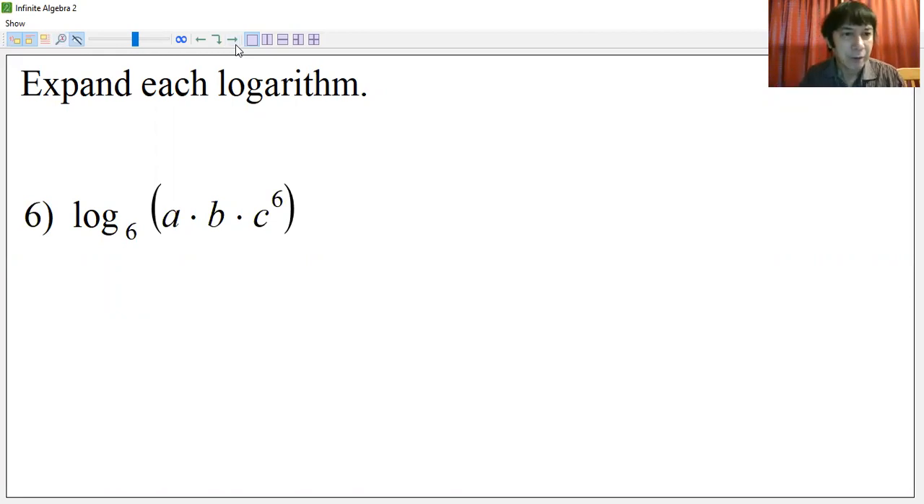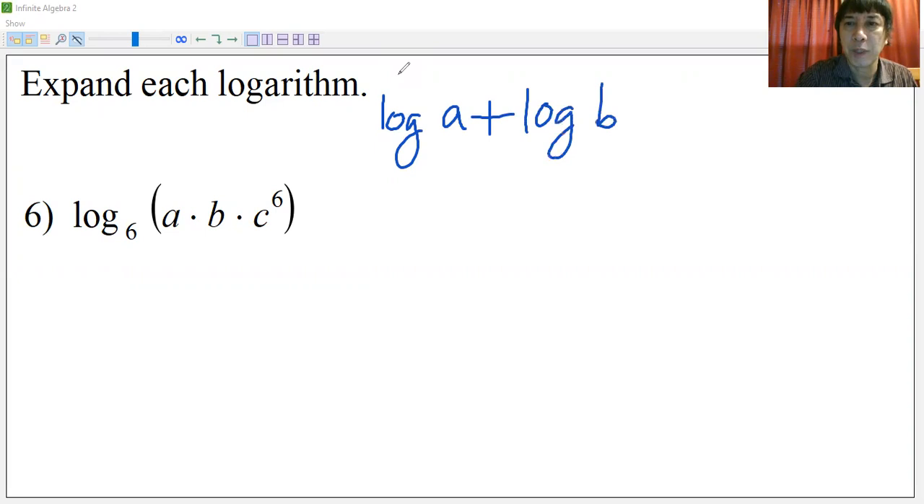We have the expression a times b times c to the 6. And this one has the base 6 also. So again, you have the dots there. That means this is a product. And we're using letters now instead of numbers. So this will be, let's change color to blue, okay? All right, so this will now be logarithm of a plus logarithm of b plus logarithm of c to the 6.